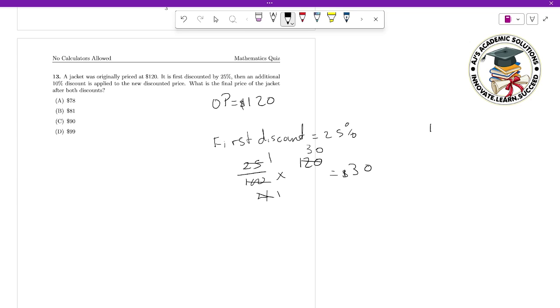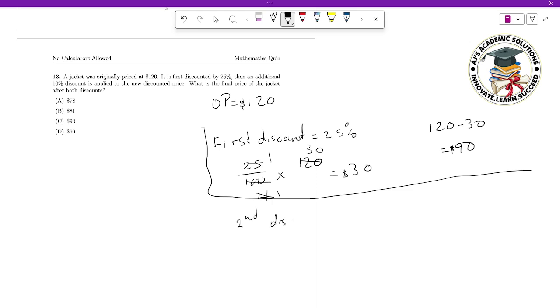Therefore, we'd have 120 minus 30, which is 90. So after this first discount, you'd have it at $90. So let's do the second discount now. I'm just using shorthand. So for the second discount, we're told it's going to be 10%. So remember, this 10% here is linked to the 90 because this is the new price after the first discount.